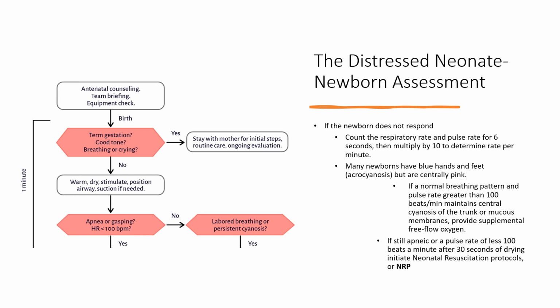If normal breathing pattern and pulse is greater than 100, we just kind of allow that to go, but maintain the central cyanosis and trunk and mucous membranes. Just a little bit of extra oxygen. We want to be cautious with too much oxygen. It can cause blindness in some of these preemies. So in the preemies particularly, it can still cause some damage in just regular neonates. If apneic or pulse rate of less than 100 beats a minute, and after 30 seconds of drying, we're going to go ahead and initiate NRP.